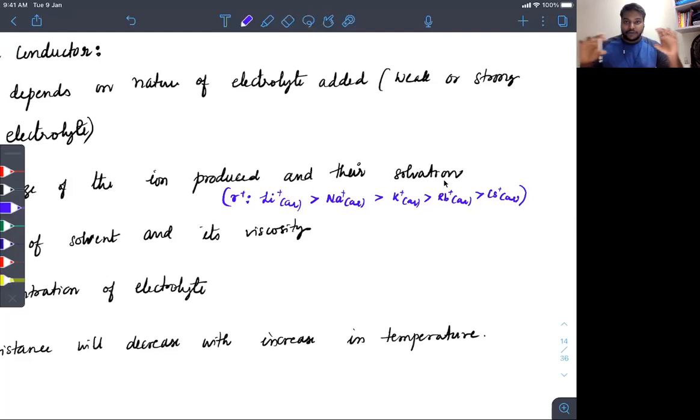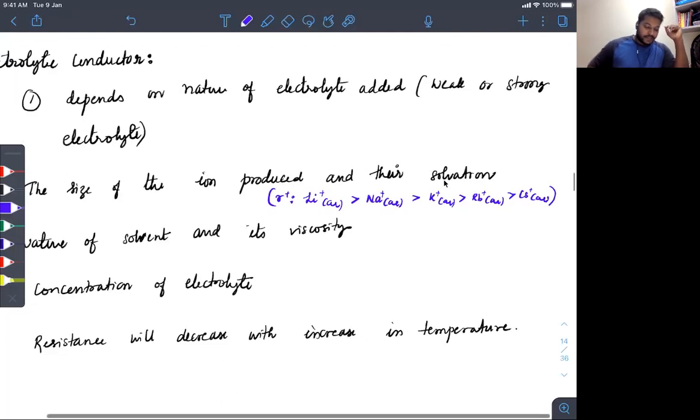As long as the volume is the same, if you keep stocking ions of a similar kind more and more, then its molar conductivity will decrease. Molar conductivity means per mole, right? So per mole conductance would be easy when it is 1 molar, and per mole conductivity will be difficult if it is 2 molar. Clear, students? So these two factors.